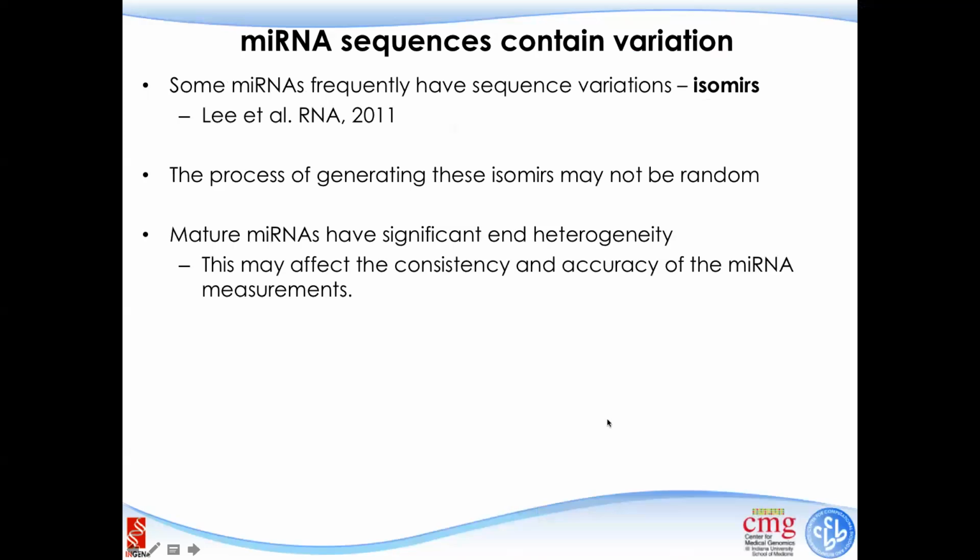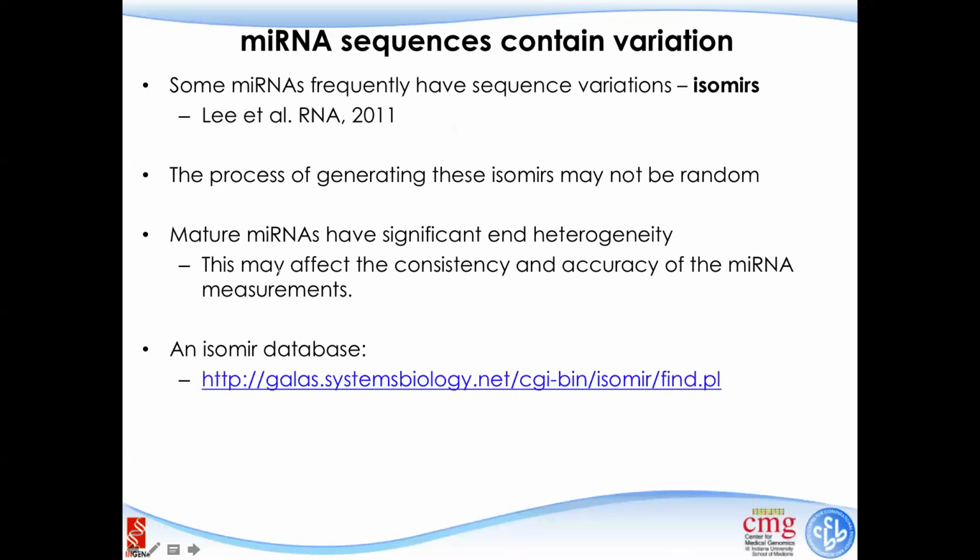And there are also some microRNA sequences that have frequent variations, which are named isomiRs. That means the mature microRNAs have significant end heterogeneity. There is also an isomiR database for microRNA study. Please keep in mind that the process of generating these isomiRs may not be random. You can definitely check more of the definition of isomiR on Wikipedia.